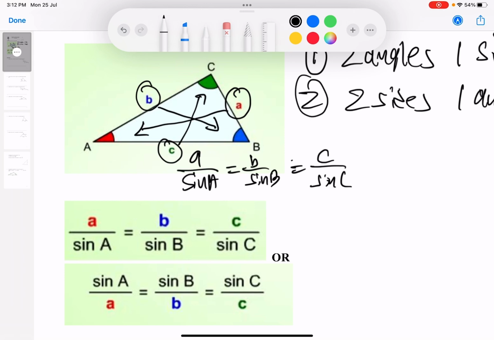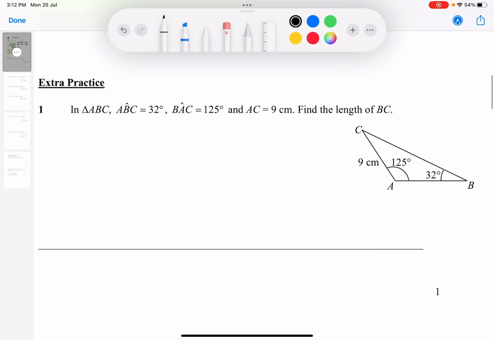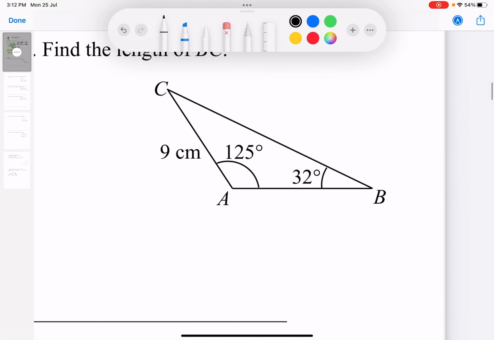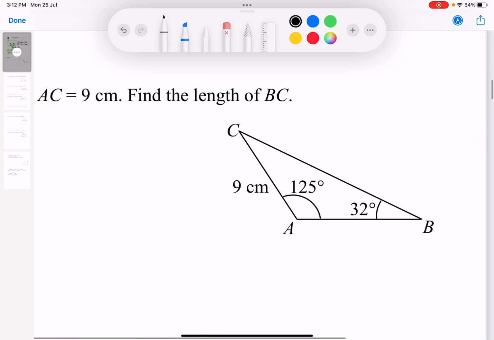Enough talking, so let's do some worked examples immediately. Let's look at this extra practice question. I can zoom in on this particular diagram. This question wants me to find the length of BC. BC is the opposite length over there. Let's label it as X.